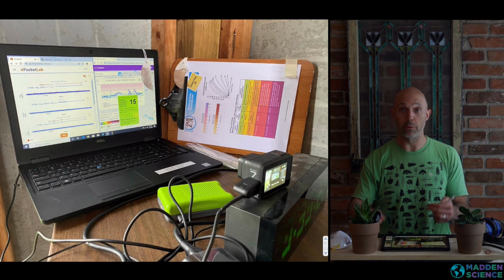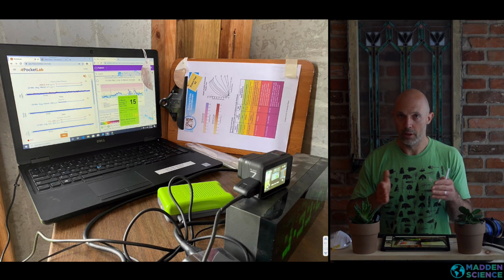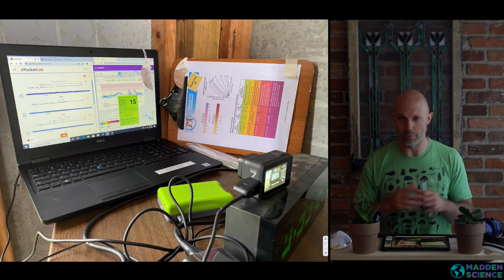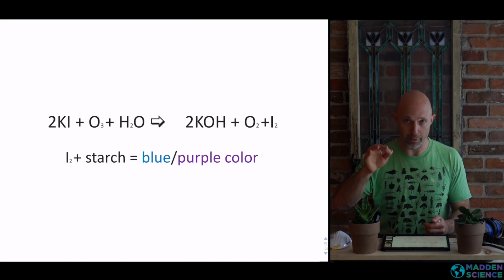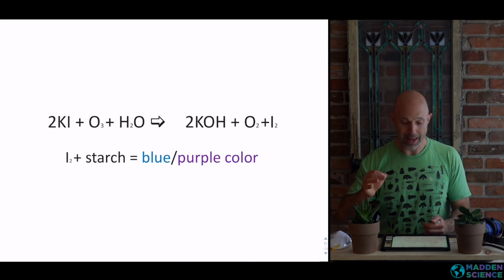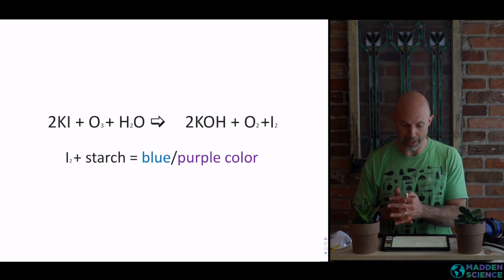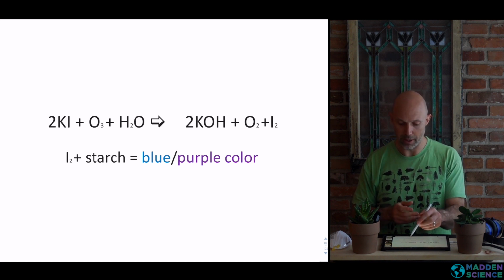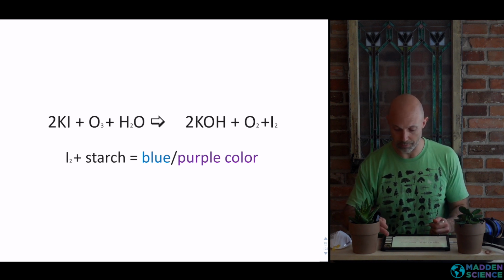Kicking back, here was our setup to try and figure out how it is that we can measure, somewhat roughly, ozone levels in our area. And we had that paper where we took potassium iodide, and that will combine with ozone, O3, to produce potassium hydroxide, oxygen, and iodine, and that iodine plus some cornstarch turns it purple or blue.